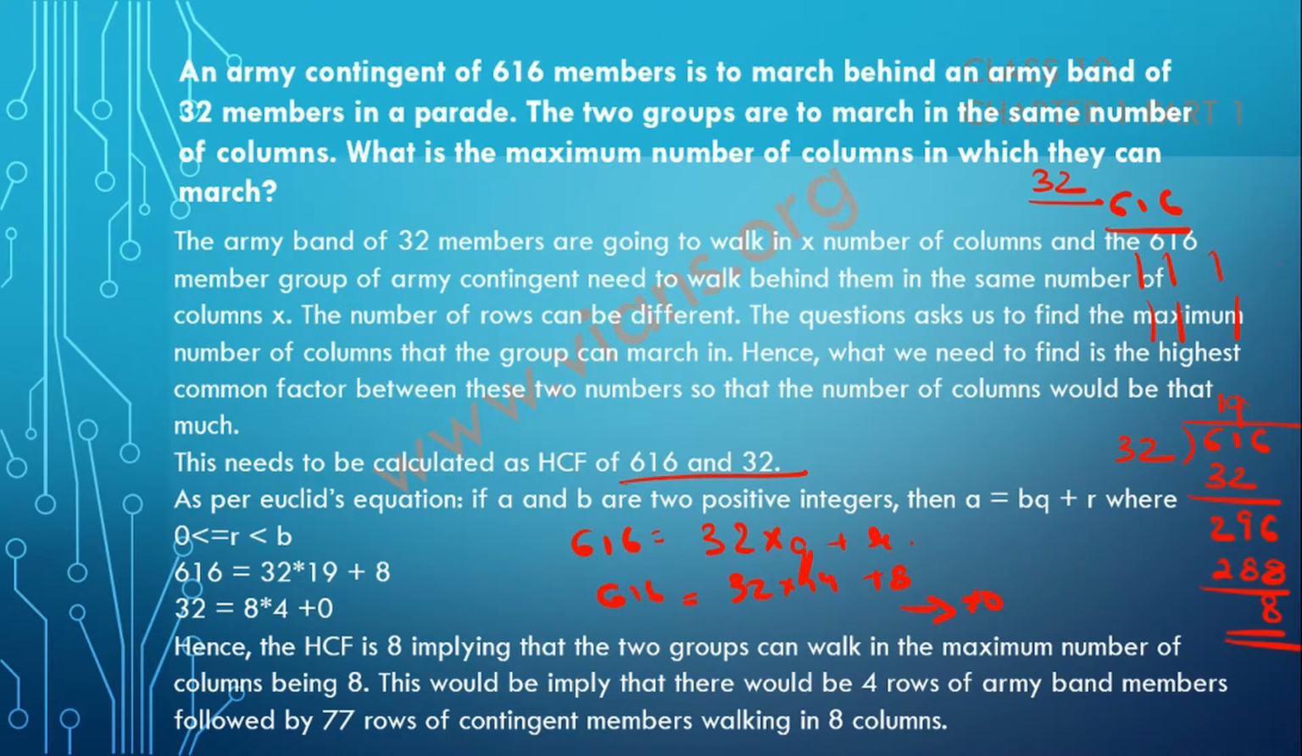Hence, what we would have to do is write 32 is equal to 8Q plus R, which we know is 8 4s are 32. So R has become 0. So we know 8 is the maximum number of columns because that's the HCF. This is the HCF. 8 is the maximum number of columns. So you would have around 4 rows. So you have 1, 2, 3, 4 rows with 8 columns. 1, 2, 3, 4, 5, 6, 7, 8.